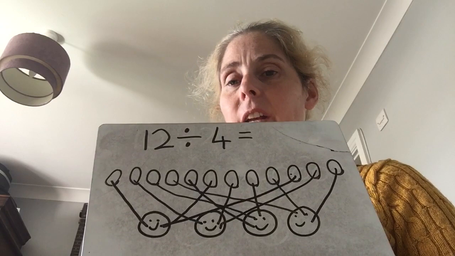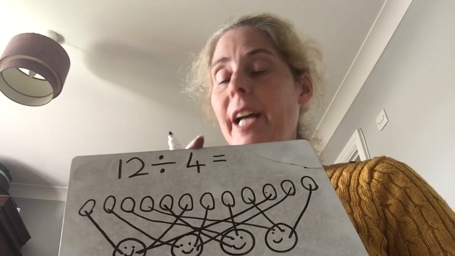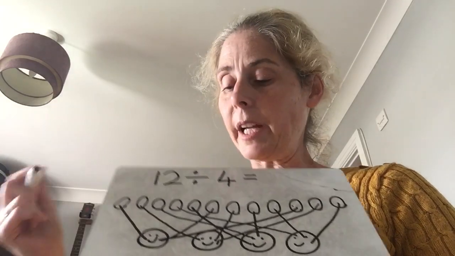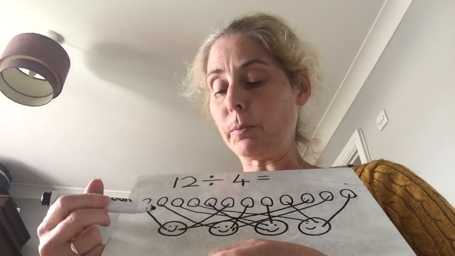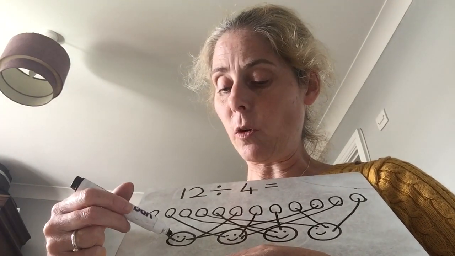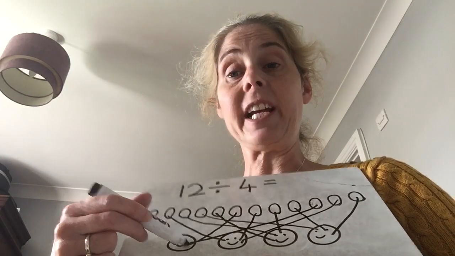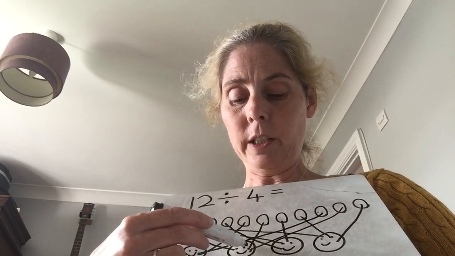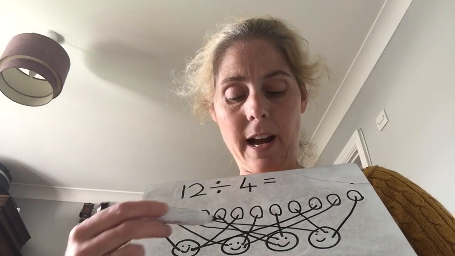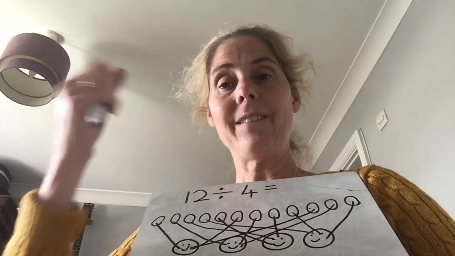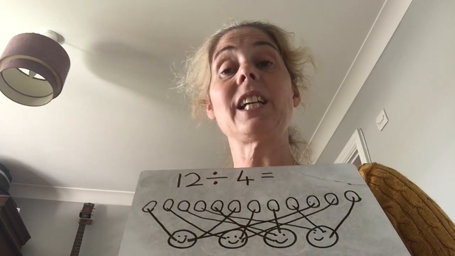So let's look carefully. We had 12 and we shared it between 4 people. So we divided it between 4. Okay, let's have a look, see how many this first person's got. It's easier just to see how many lines are coming into them. So we've got 1, 2, 3 coming into that person. Have we got 3 coming into this person? 1, 2, 3. Yes, we have. 1, 2, 3. Perfect. 1, 2, 3. Fantastic. That means we've shared it equally.